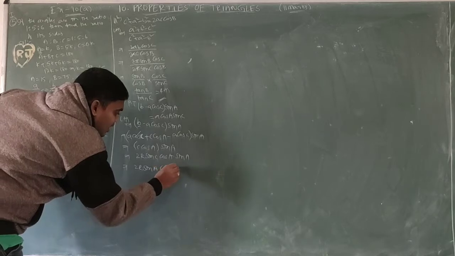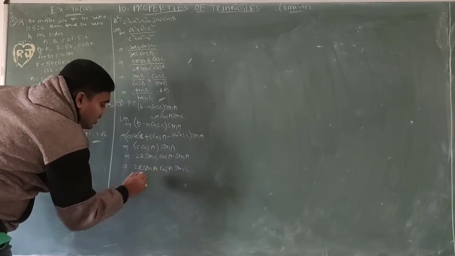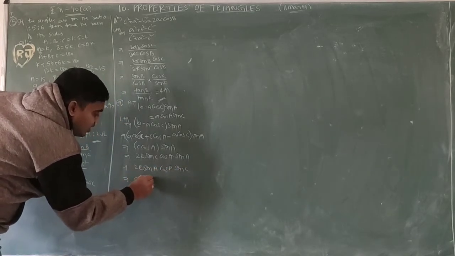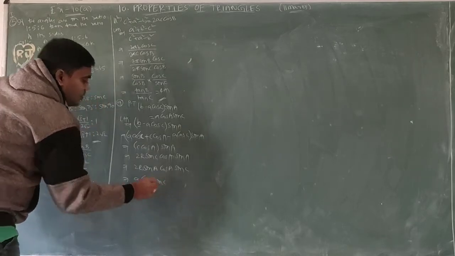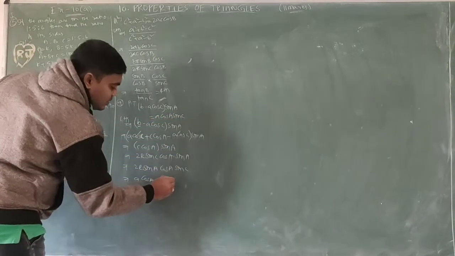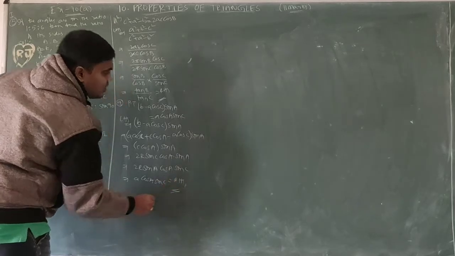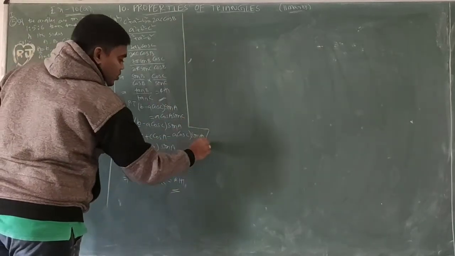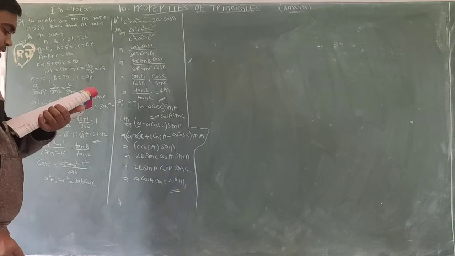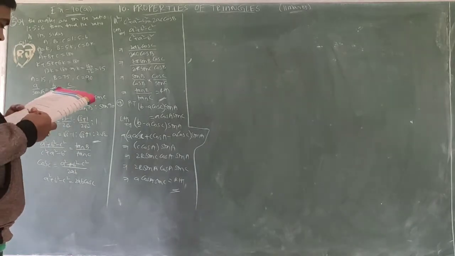Later cos A into sin C. 2R sin A equal to small a cos A sin C. So a cos A sin C, this is equal to RHS. This is the required solution. Okay, next. So 8th question we will discuss.